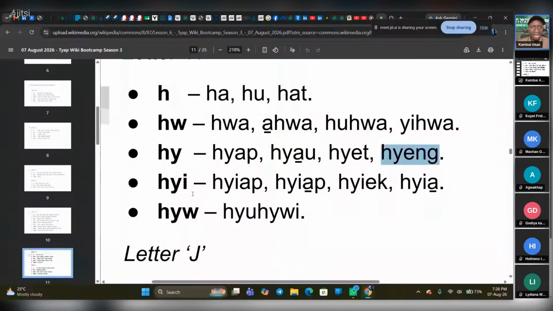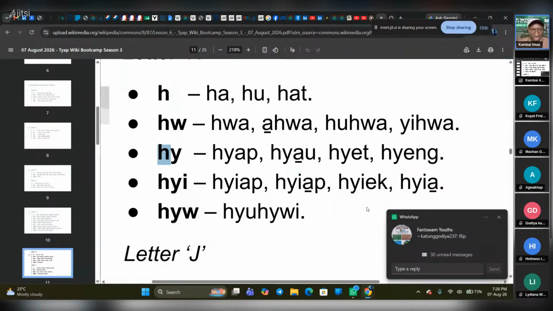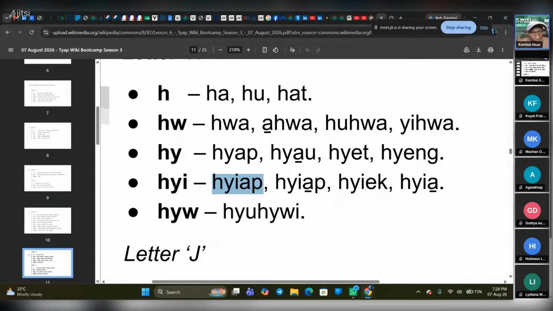We have examples such as hiap, hiao, hiat, and hyang. Then we have the long version of this palate form of the ha sound. Sometimes you may hear as if there's an S inside this, after H, then S, then Y, but we're only having HYI, no S inside. So we have hiap, hiop, hiek, and hio. Then we have the palate labial form of this ha sound, and the only example we have here is hu hui, which is something that's warm.